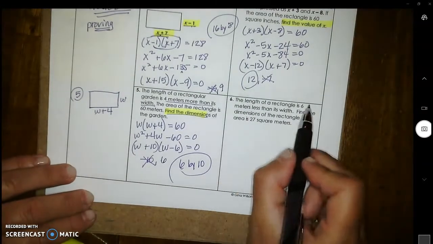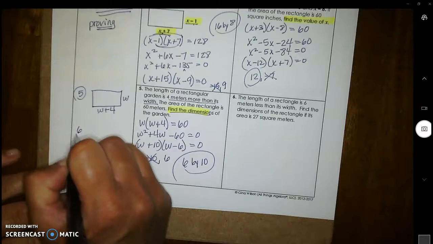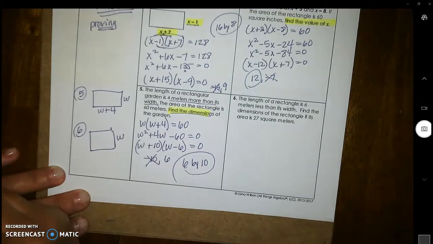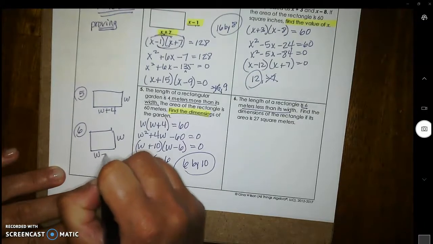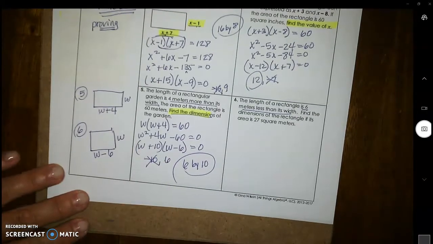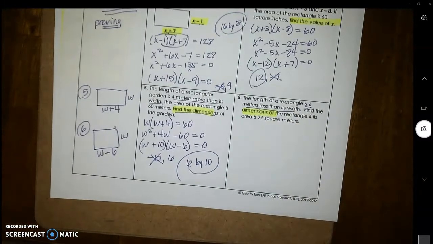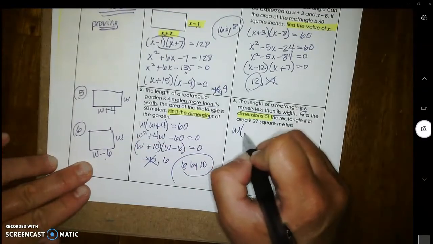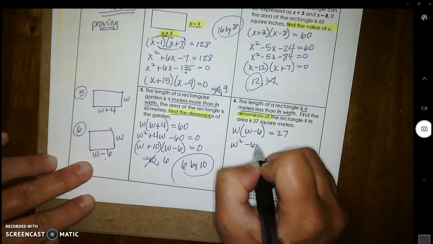All right, number 6, length of a rectangle is 6 meters less than its width. I think I need another picture again, so let's go try this one. Here's my width, 6 meters less than width, so I have to take W and subtract 6, okay? All right, and I want the dimensions if the area is 27. So I'm going to go ahead and multiply these and set it equal to 27.